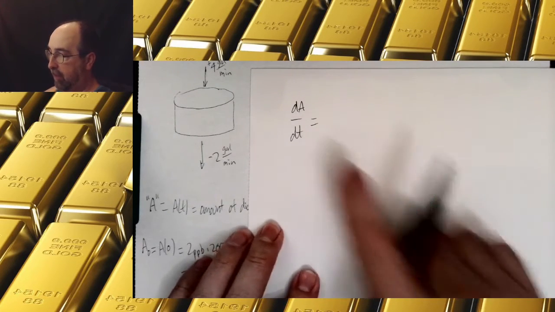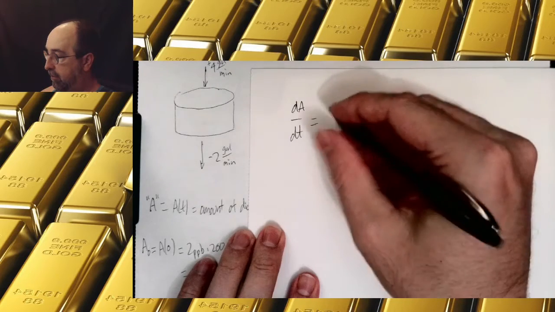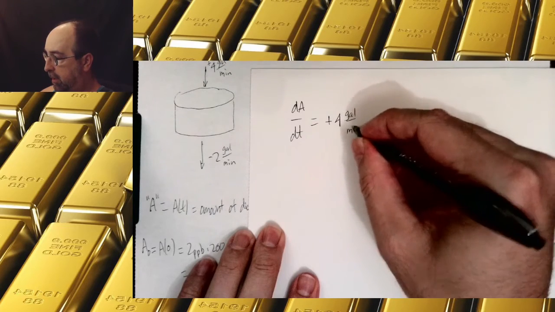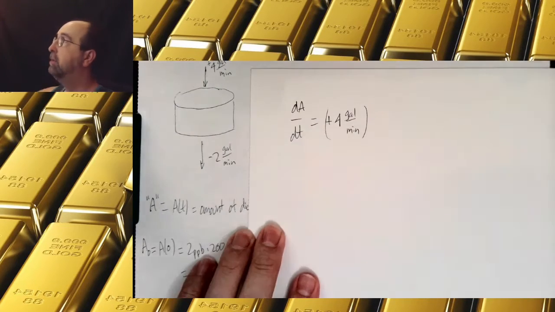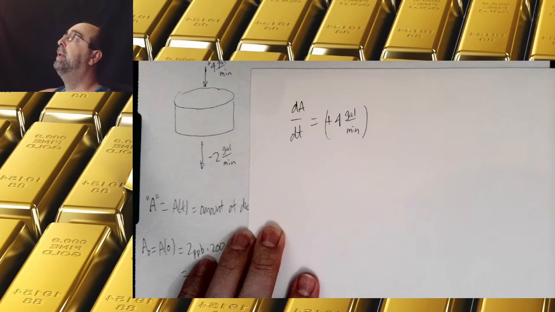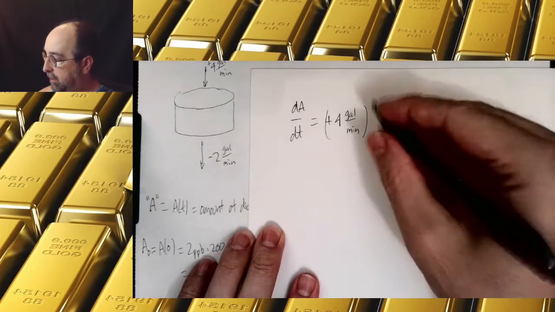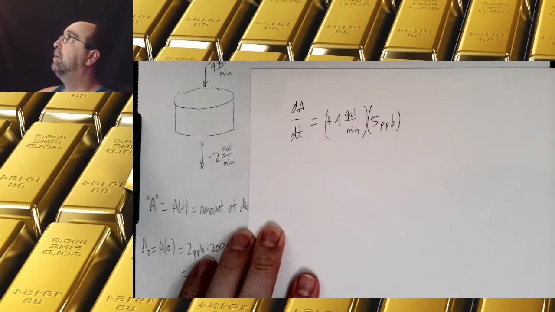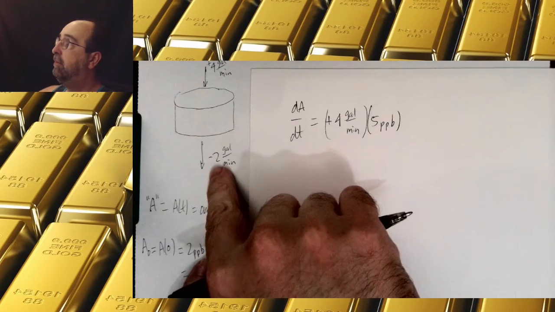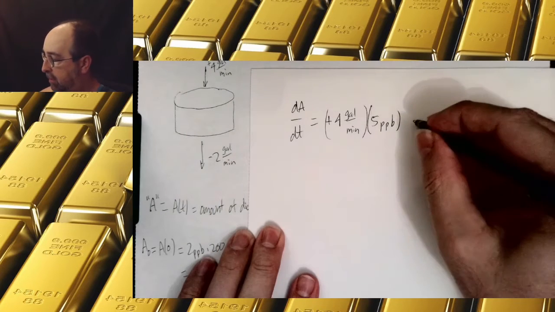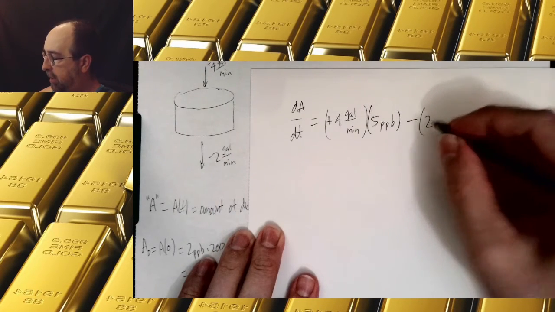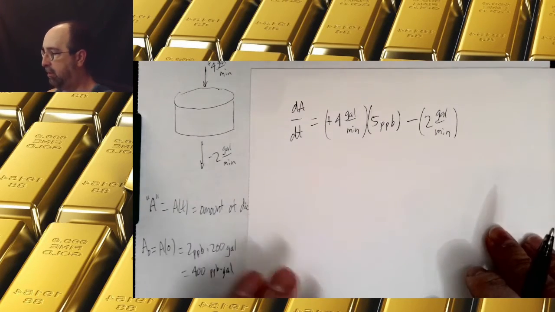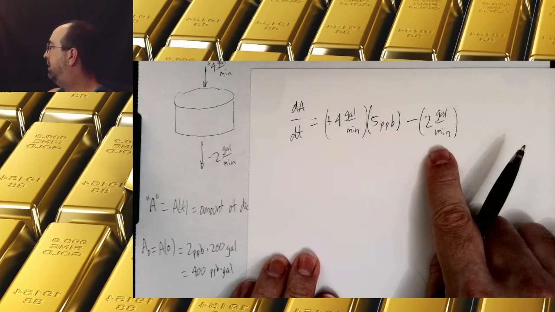Now, for the input, we're having 4 gallons per minute. So we'll do positive 4 gallons per minute. And then they went and told us that the input has 5 parts per billion. However, for the part coming off of the bottom, we're losing 2 gallons per minute. So because it's decreasing, I'll subtract 2 gallons per minute. And then this is a little bit awkward because we don't know what our parts per billion are inside of there.